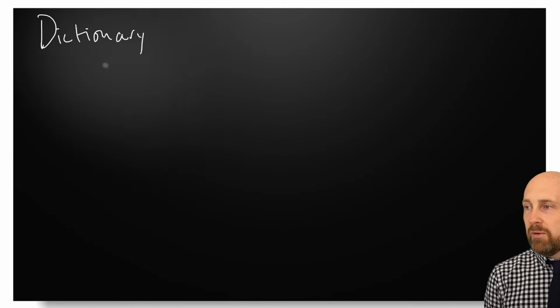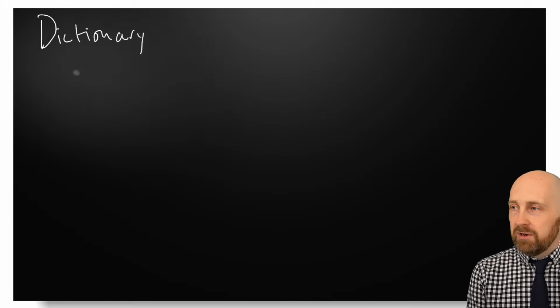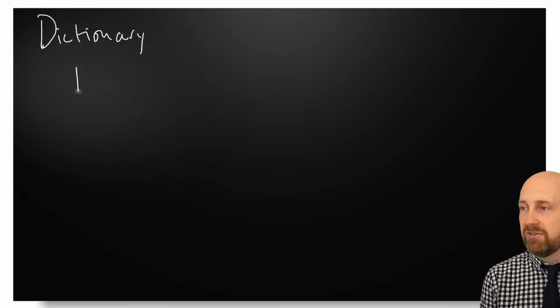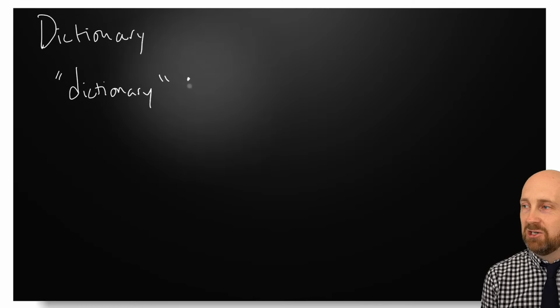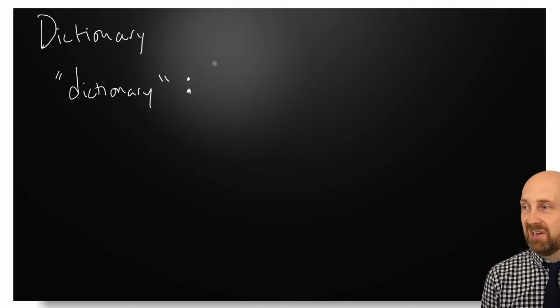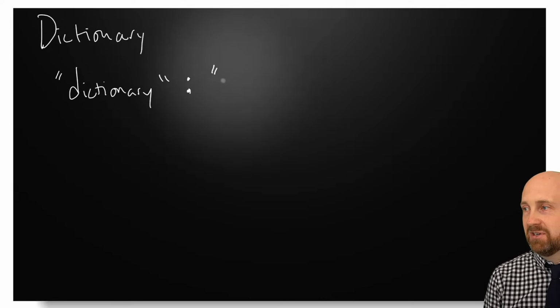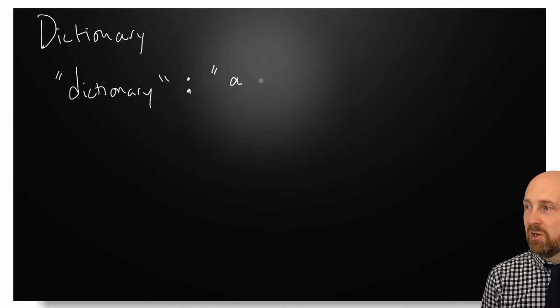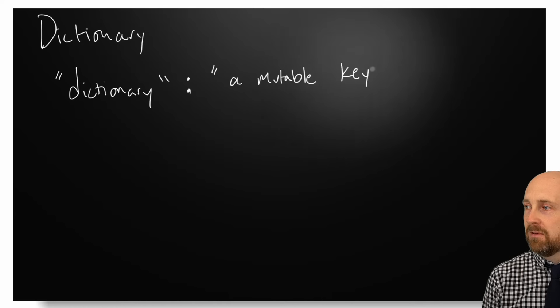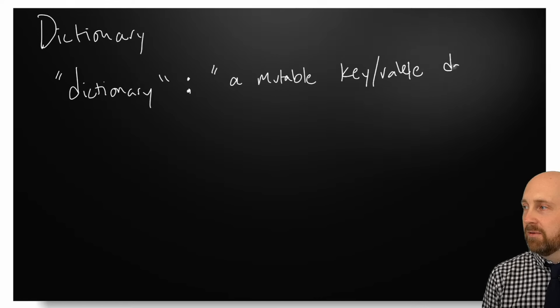Okay, so what is the dictionary and how do we actually model this in Python? When we think about what a dictionary in the real world is, we think of it as some term, such as, say, the string "dictionary", and I'm going to put quotes around this. And that term is associated with some definition of it. And in this case, the definition of a dictionary is a mutable key value data structure.